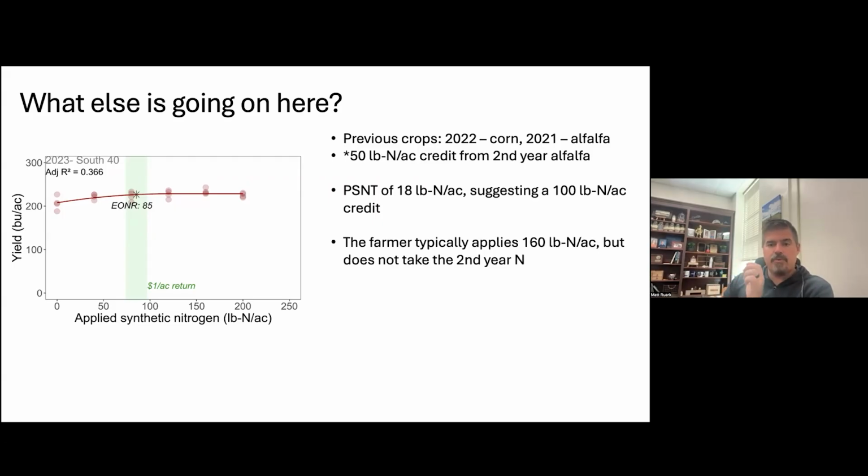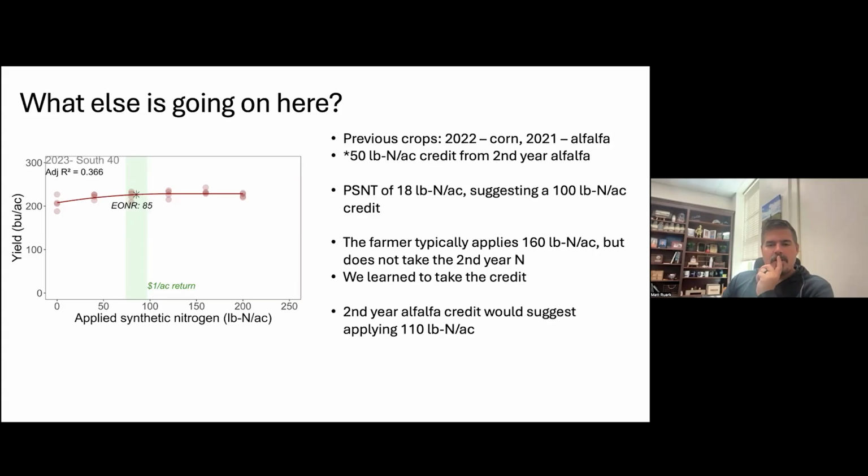Okay, so let's work through this. If the farmer typically applies 160 pounds to this field and typically does not take the second year credit, what do we learn? We learn that, hey, you should take the credit. There was some value in taking that credit. But what we didn't quite dial in was which credit to take. If they start with 160 pounds and you subtract 50 from that for the second year credit, we'd say the optimal end rate was 110. So that would be 25 pounds greater than the optimum rate.